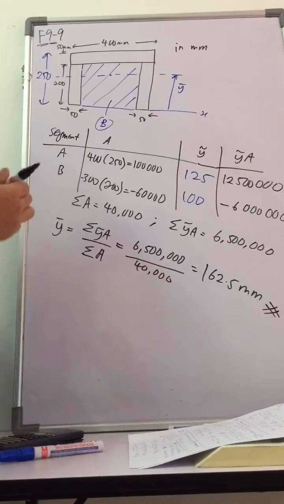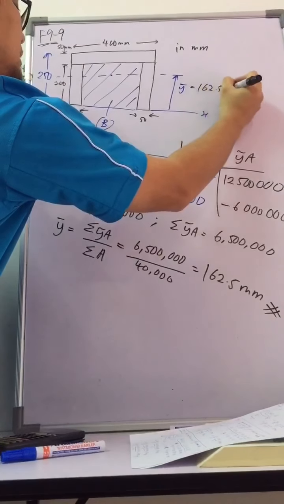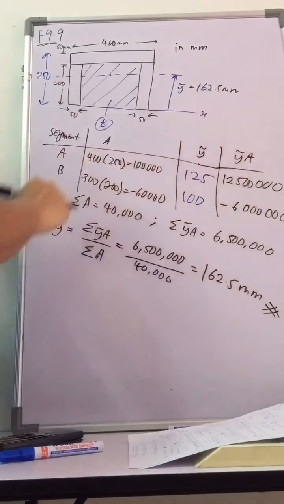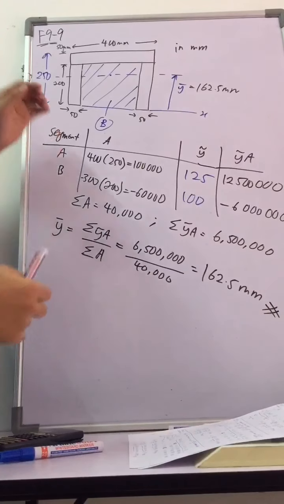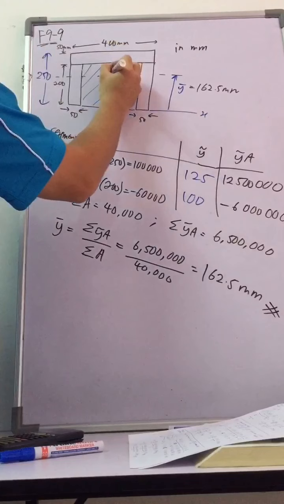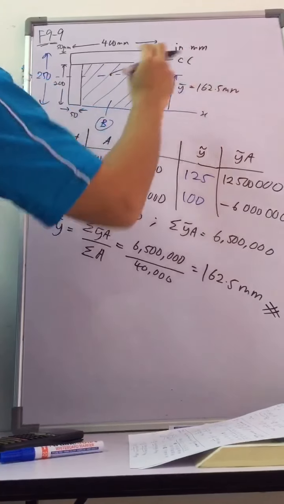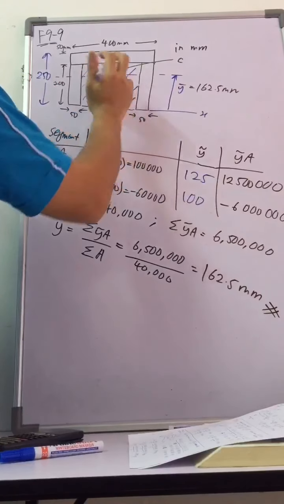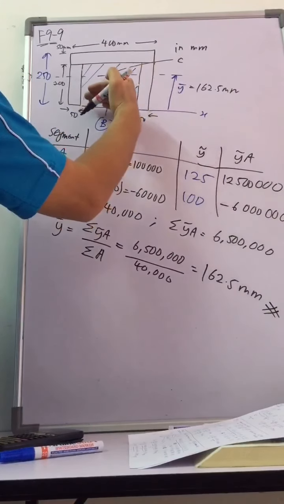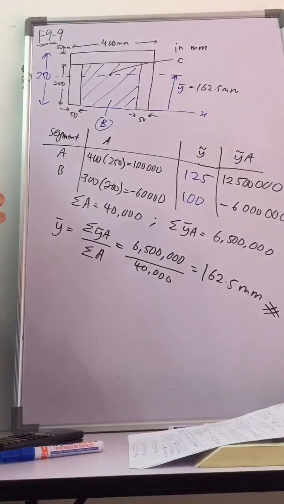So where is the location? This y bar is 162.5 millimeter from this x axis, right? Because it's positive. Right. So it will be in the middle here. This is the centroid, right? And the y coordinate, if you consider this is y equal to 0, then it will become 162.5, right?